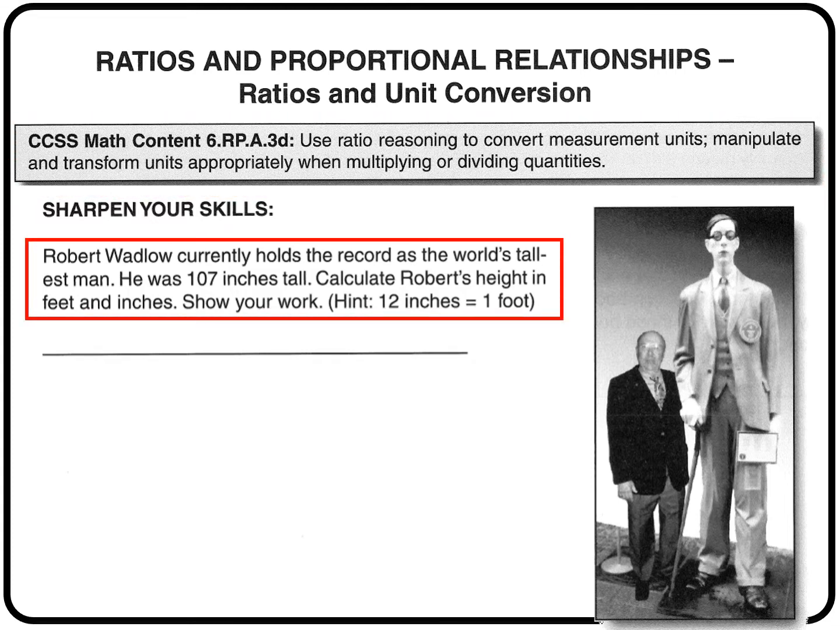Robert Wadlow currently holds the record as the world's tallest man. He was 107 inches tall. Calculate Robert's height in feet and inches. Show your work. Hint, 12 inches equals 1 foot. Now, what do we know? We know that he was 107 inches tall, and we're going to convert that to feet and inches, and 12 inches equals 1 foot.